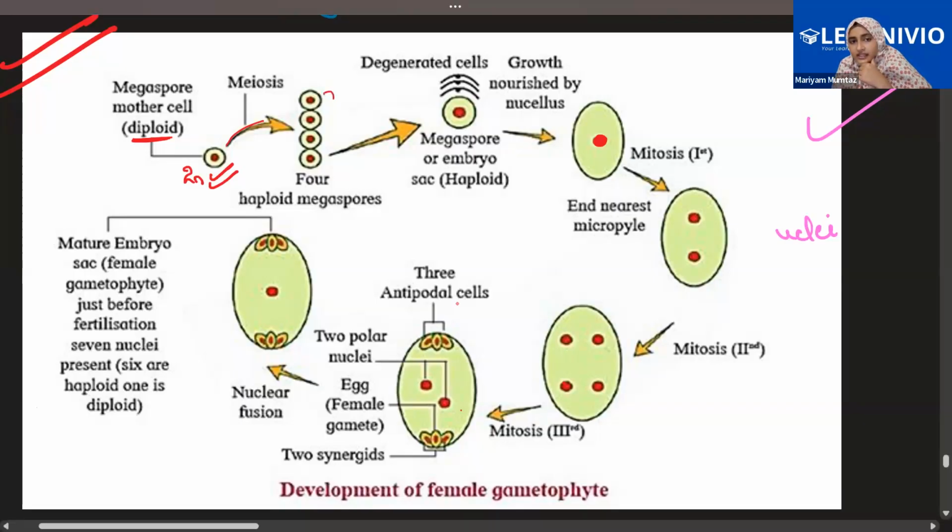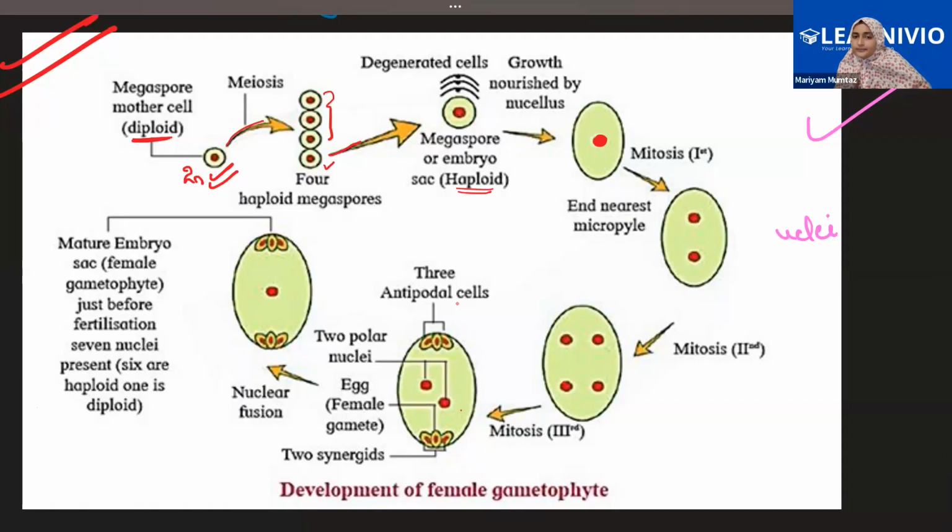Now, out of these 4, 3 are going to degenerate. Only one will be functional. This one functional megaspore, you already know, is in the haploid condition. Now do you think it will undergo meiosis? My question is, will it undergo meiosis? I told you, anything that is haploid will undergo mitosis.